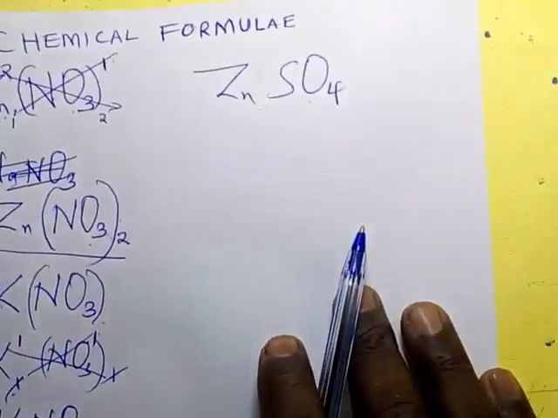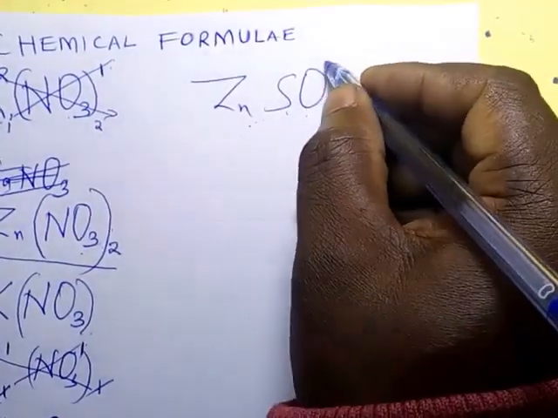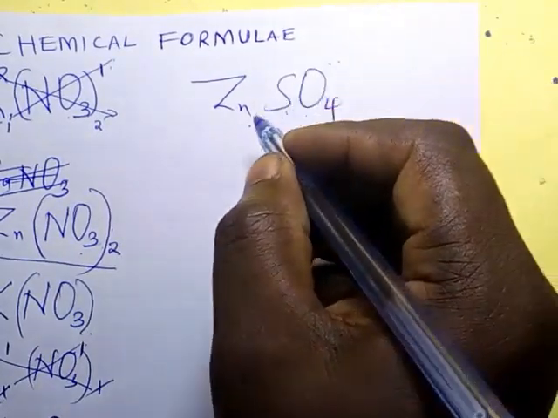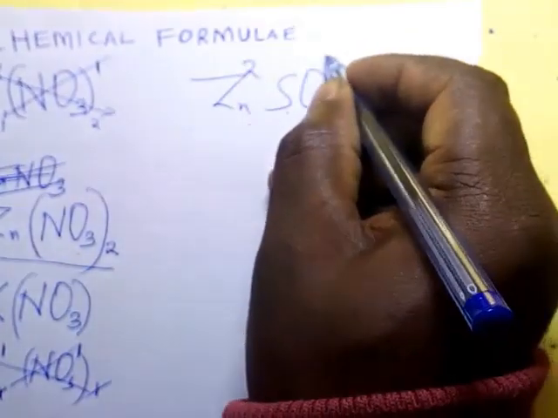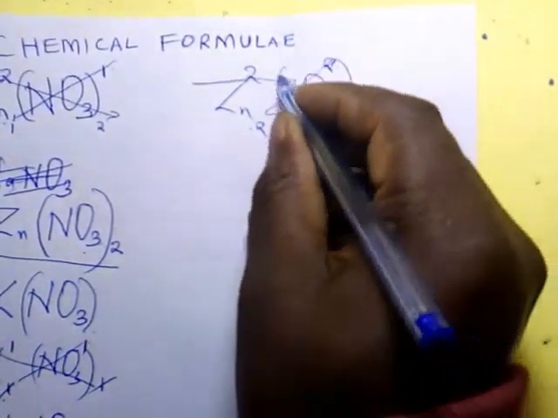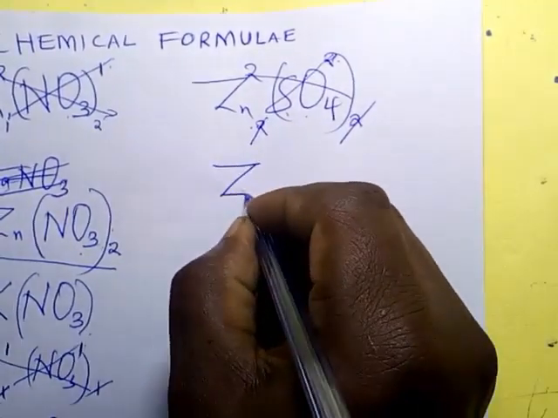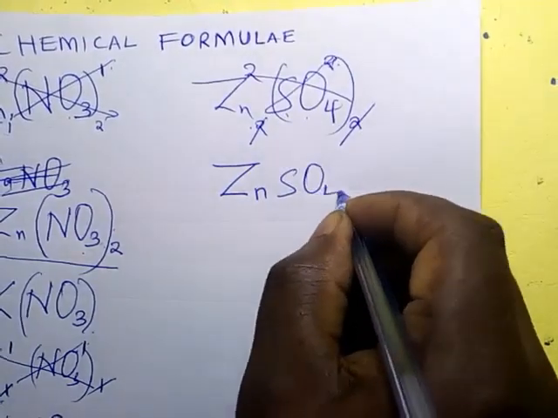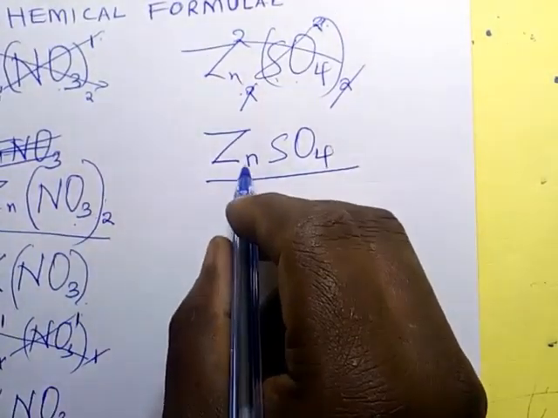Let me come to sulfates. Zinc sulfate. Remember the sulfate has a valence of 2. The sulfate has a valence of 2. Zinc has a valence of 2. So you put 2 here, put 2 here. So you cross multiply, we have 2. You cross multiply, we have a bracket, and then we have 2. So these 2 and these 2 cancel out, and then the final chemical formula for zinc sulfate is ZnSO4. Like that.